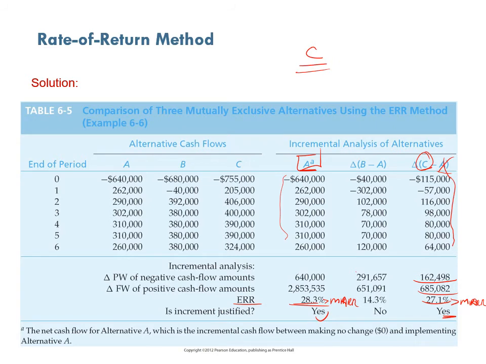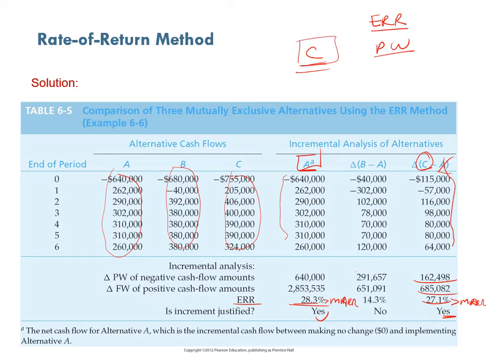Again, we used the ERR method here. If you use the present worth method, you can use it inside this incremental analysis, or you can use it at the beginning. You can just find the present worth of A, present worth of B, present worth of C separately, and find the project which has the highest present worth, because these are investment alternatives, and you select the alternative with the highest present worth, which will be again project C.